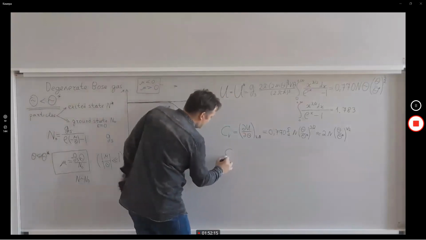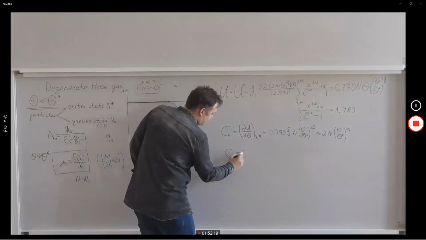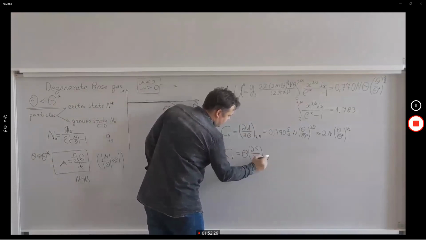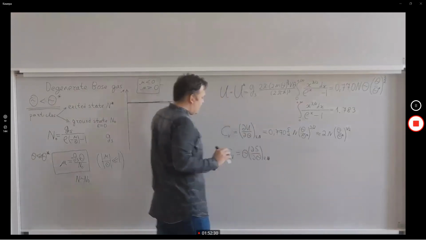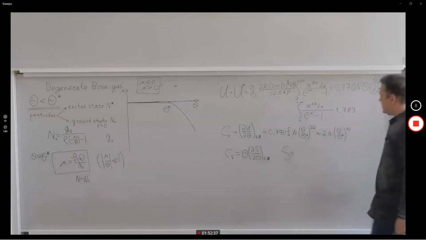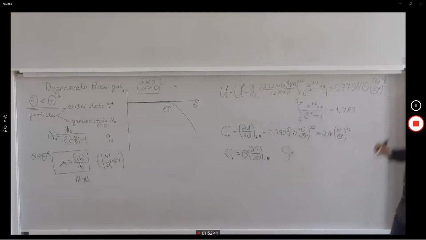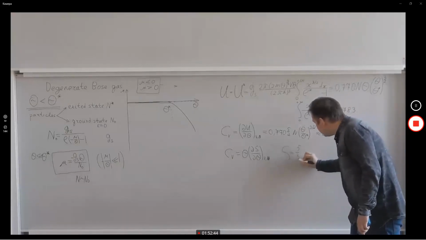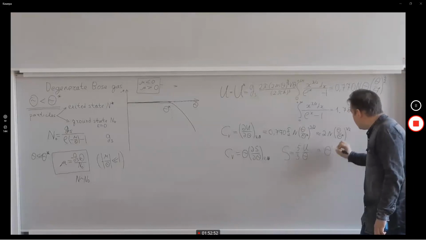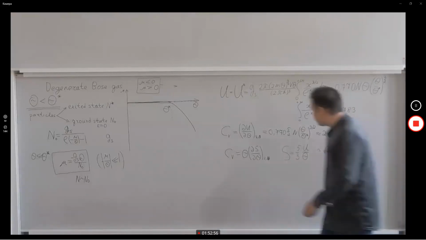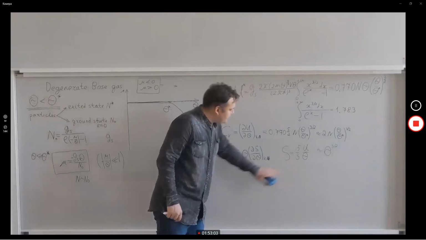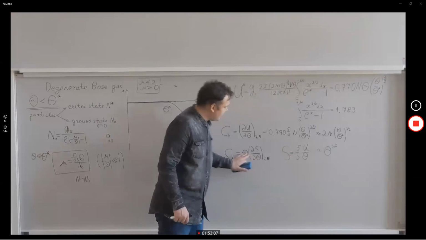Keeping in mind that the heat capacity is determined by the temperature derivative of entropy, we can easily find the entropy of the gas. It's like 5/3 U divided by temperature, and it's proportional to the temperature to the power 3/2. It's easy to see that the entropy should be 0 for 0 temperature, so the integration constant is 0.